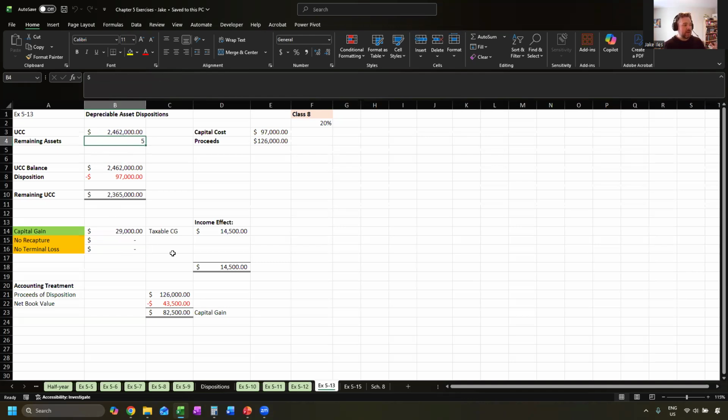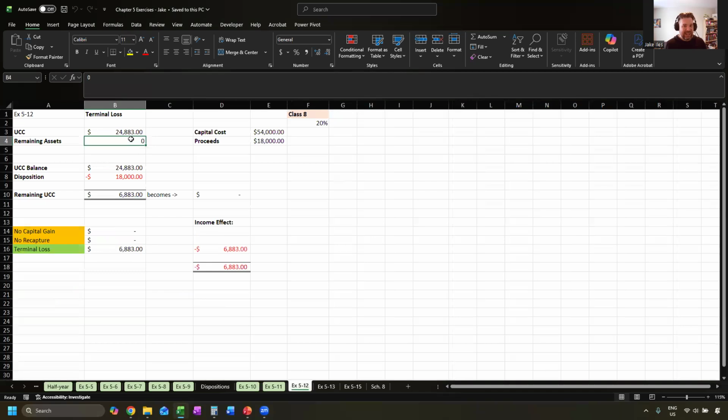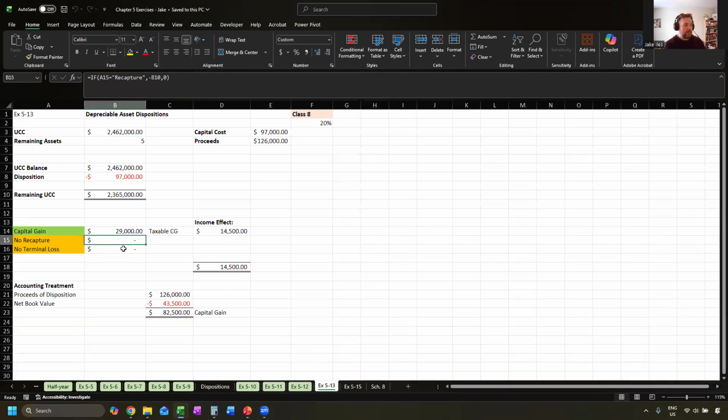Terminal loss only occurs when there's nothing left in our bucket, when all the assets are sold. So no recapture, no terminal loss. In this disposition, the only thing we're dealing with is the capital gain. Our UCC balance will subtract the lower of capital cost or our proceeds.